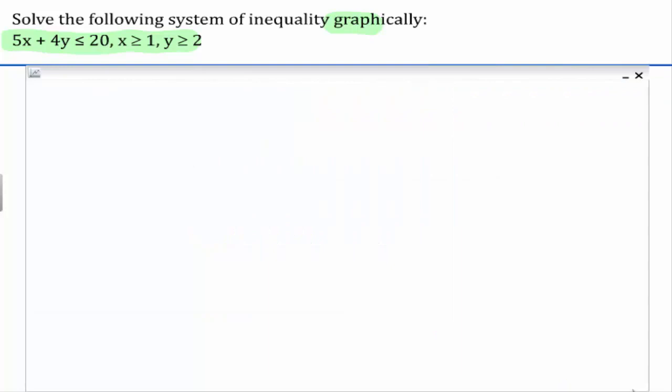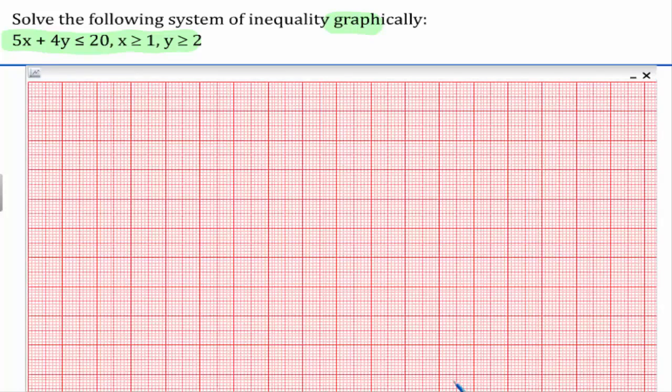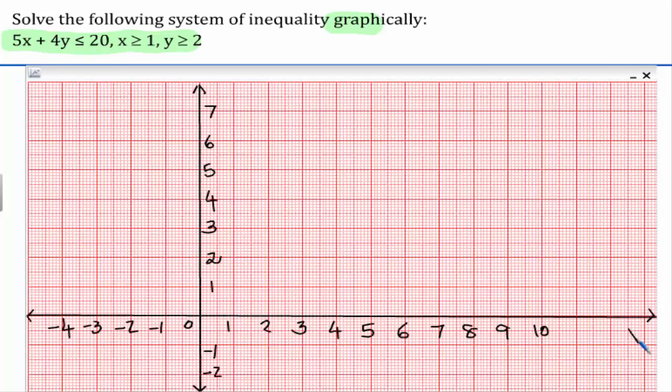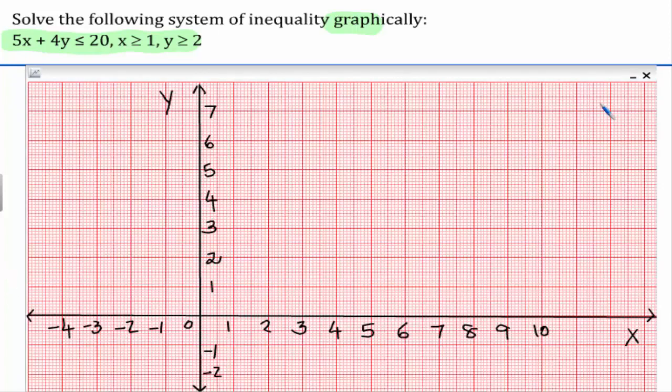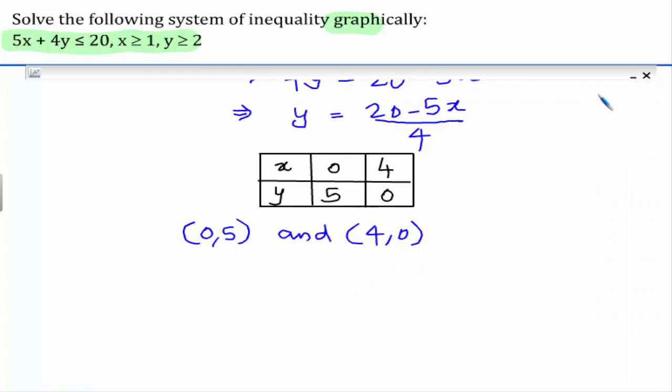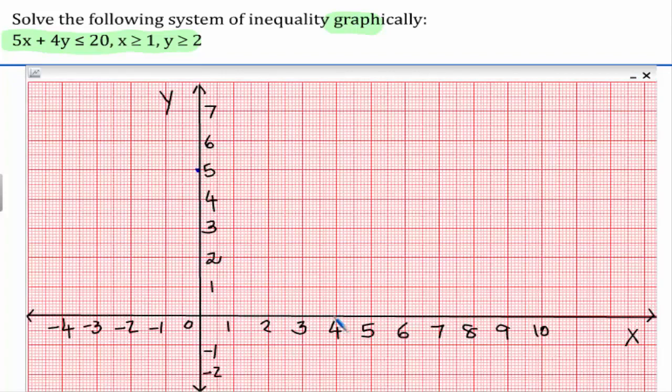In the graph sheet, here is the x-axis and here is the y-axis, and the ordered pairs which we got are (0, 5), which will be here, and the next one is (4, 0), which will be on the x-axis here. Now let us draw the graph by joining these 2 points.